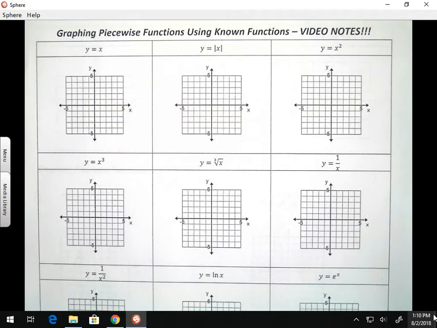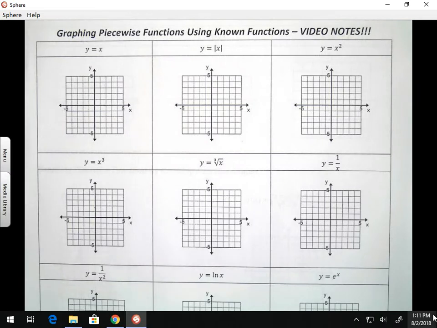So in this video, we're going to talk about graphing piecewise functions. Instead of using tables this time, we really want to focus on using known parent functions. The functions we're going to talk about on this first page are ones that we all need to know. So if we said y equals x squared, we should all have a picture of what that looks like. And that goes for everything on this page. So the first thing I want to do is quickly run through what all these graphs look like, and then we'll use them to actually graph some piecewise functions at the end of the video.